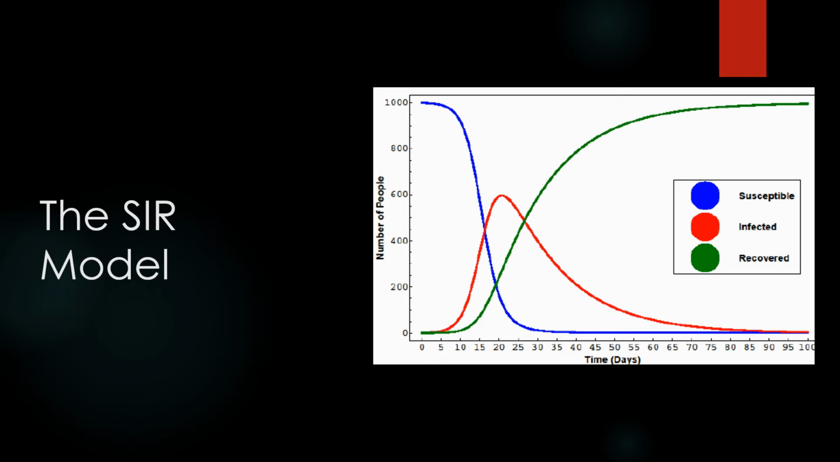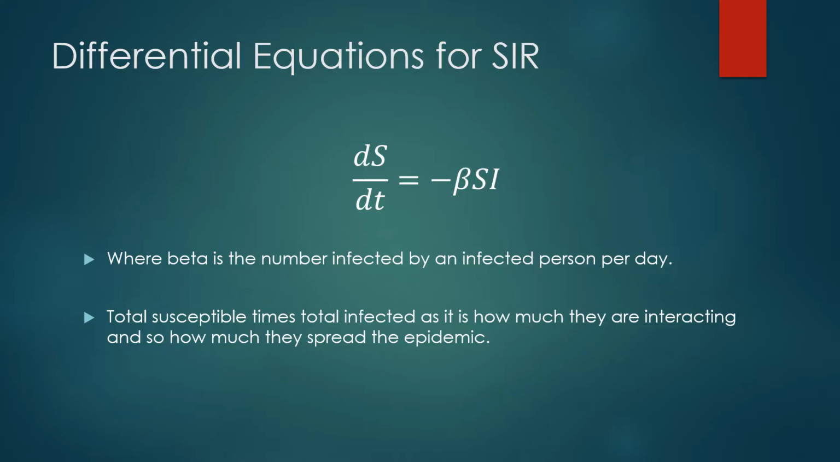Okay. So we can break down the SIR model into three differential equations. A differential equation is pretty much an equation that models something with respect to something else. So for this, we're going to be looking at the rate of change of the susceptible with respect to time. So the first equation is dS/dt equals minus beta S I.